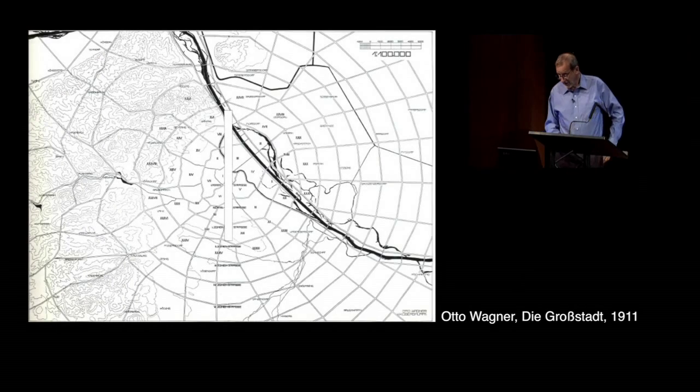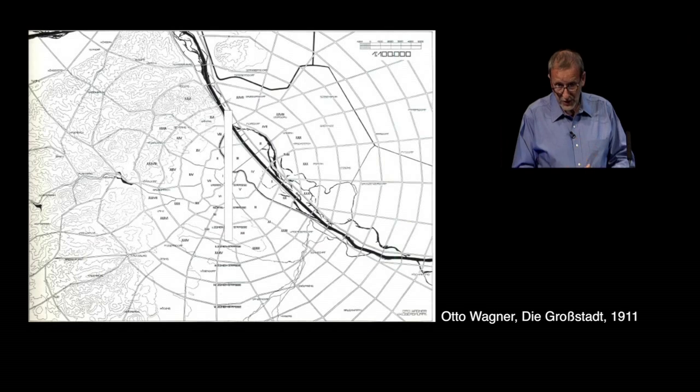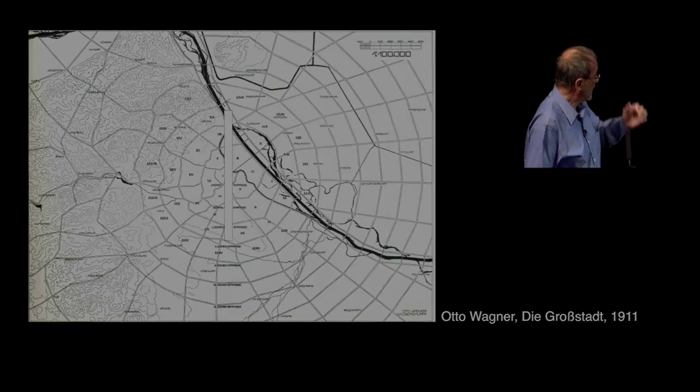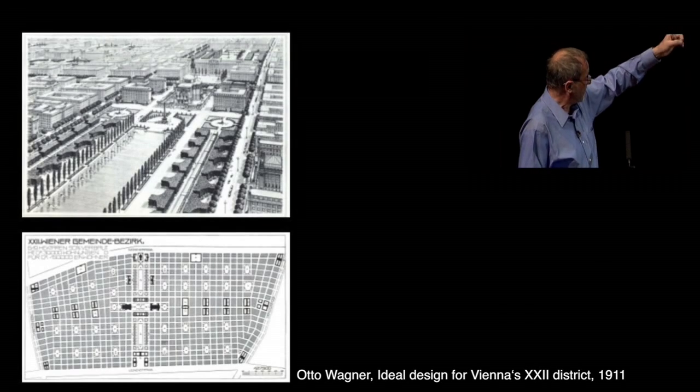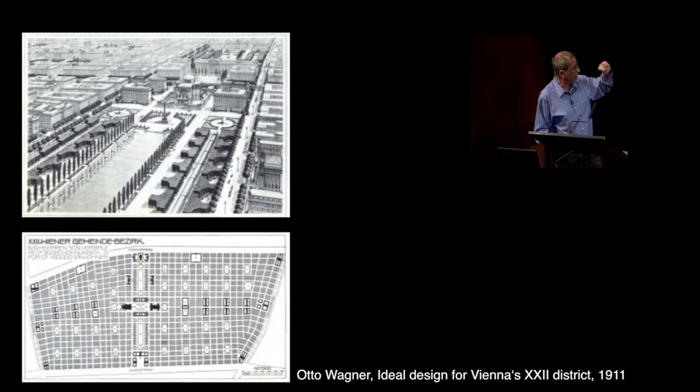And by 1911, Wagner realized that his plan of 1894 was too small in thinking, and he drew a new plan in 1911 for a megalopolis of 4 million people. And just to give you an idea, this was his design for a new 22nd district on the other side of the Danube.